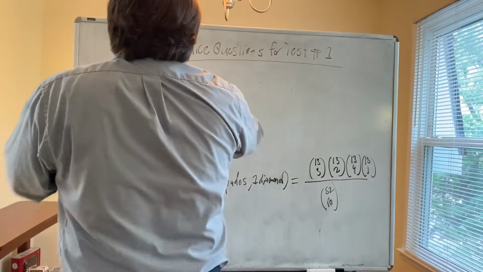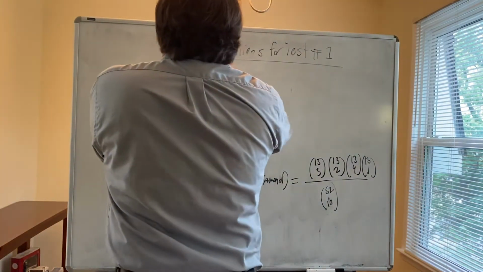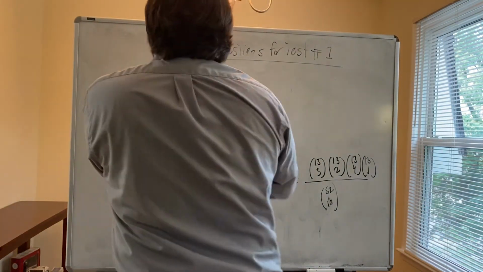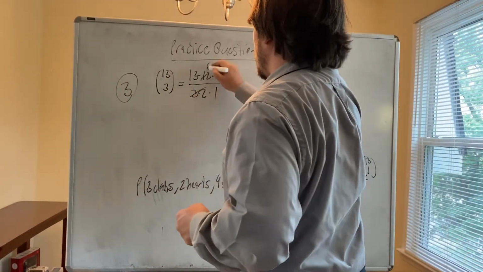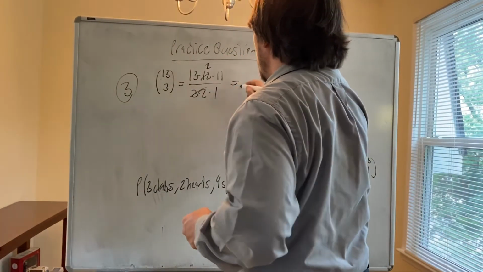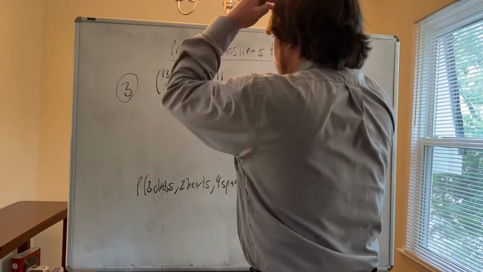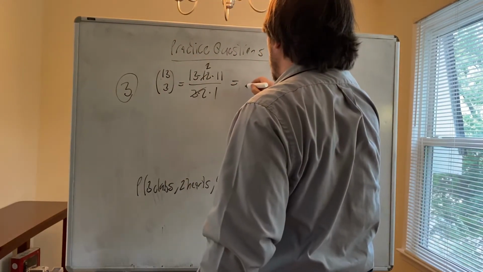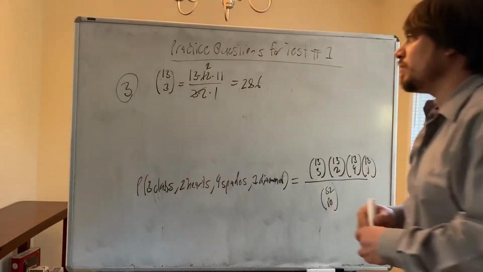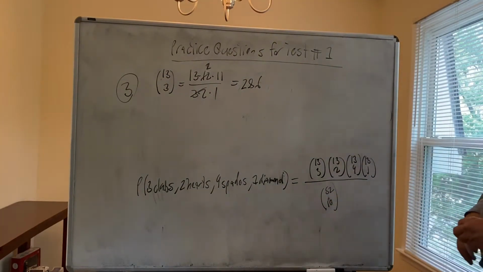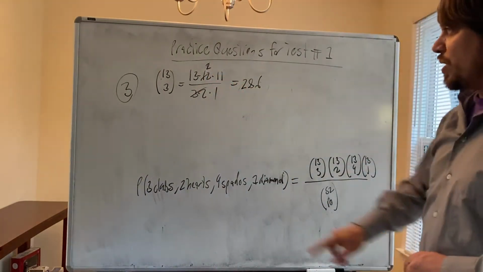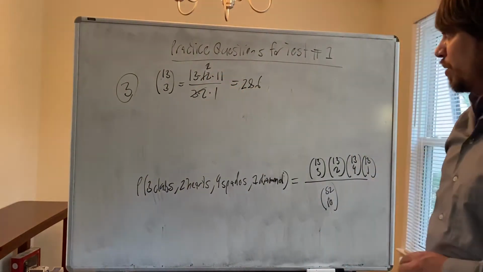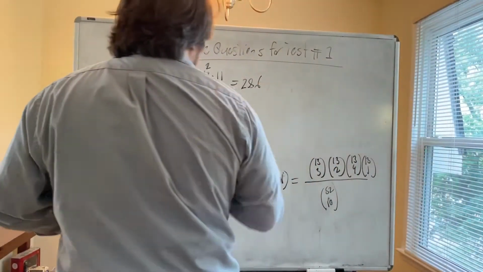13C3 is 13 times 12 times 11 divided by 3 times 2 times 1. That's using the shortcut I told you. So 3 times 2 is 6, 12 divided by 6 is 2. So this is 13 times 11, which is 143 times 2, which is 286. Okay, so 13C3 is 286, because I reduced it to 13 times 11 times 2, so that's 143 times 2, which is 286.